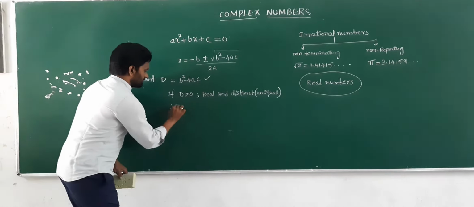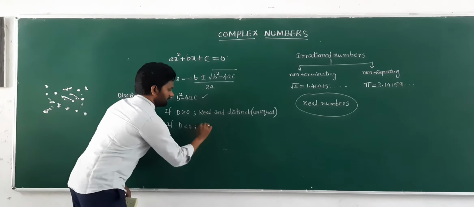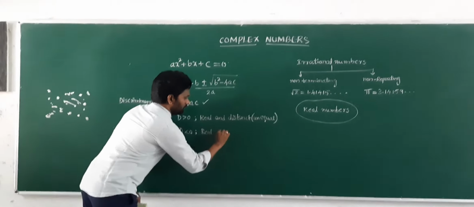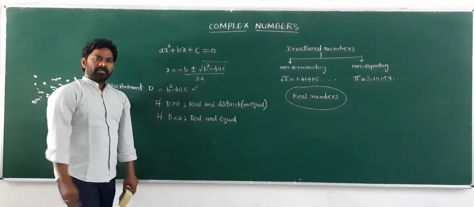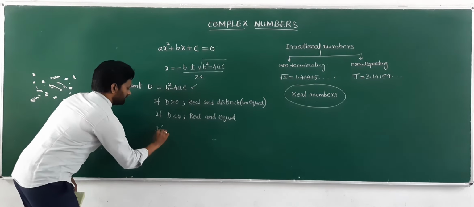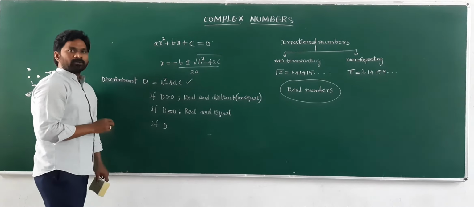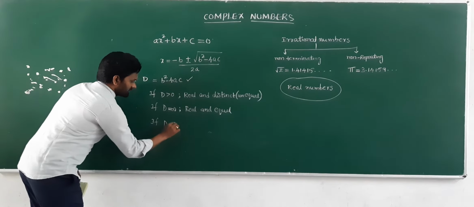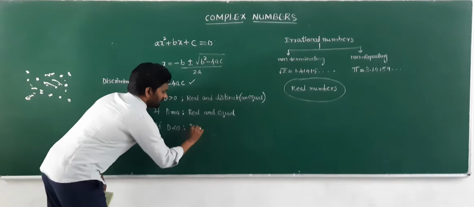If the discriminant equals 0, the roots are real and equal. If the discriminant is less than 0, then the roots are imaginary.